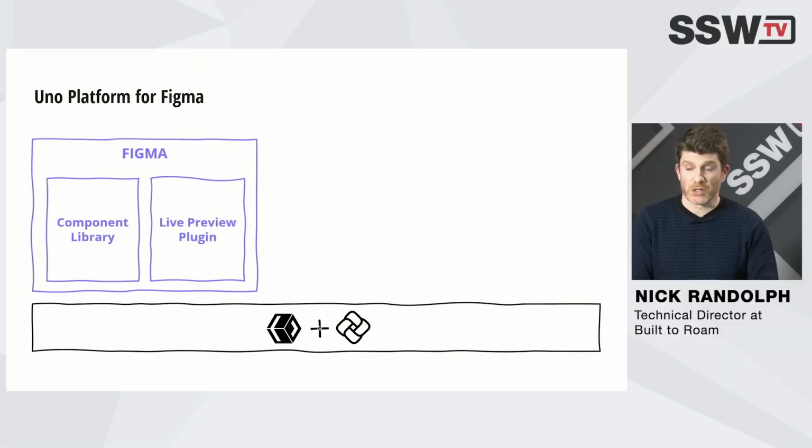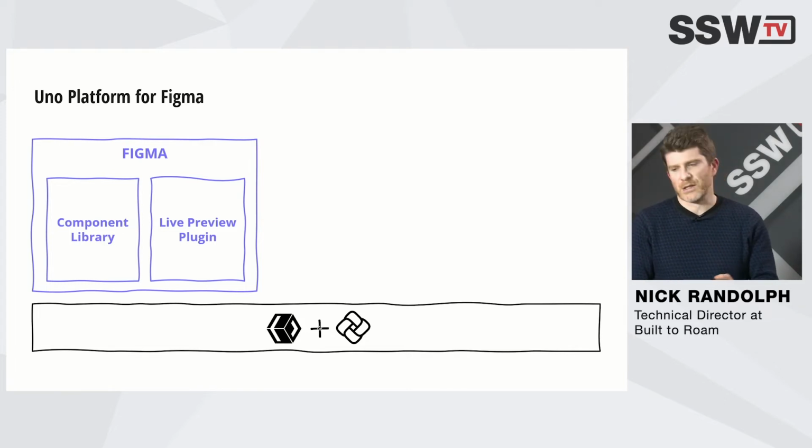Okay. So there's two components for the Figma plugin. So there's actually a component library. So this is essentially a Figma design template that you can go and download and get started with. And it provides all of the core components that a designer would want to use when they're building up the look and feel of their application, right? We'll see that in a moment.